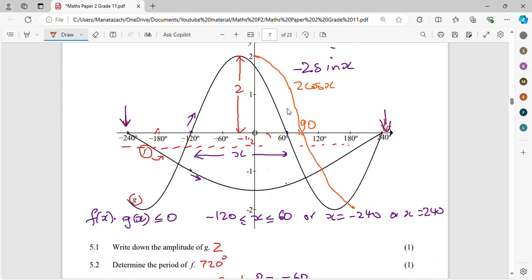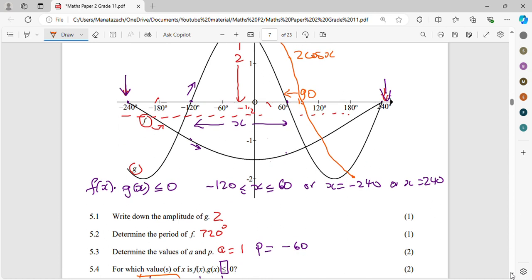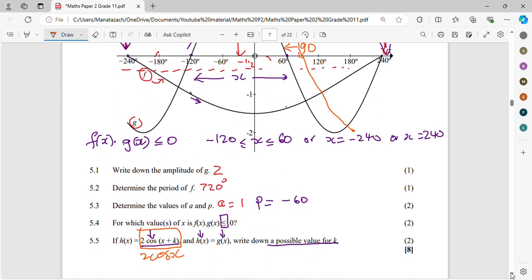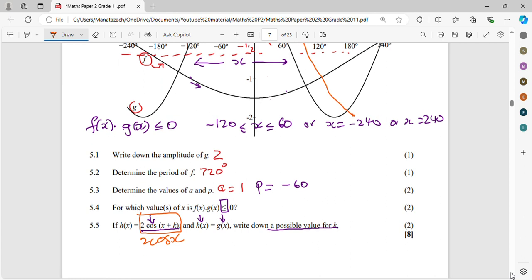So if I were to make sure that it aligns exactly with this graph of g, that means it will have to shift to the left by how many units? By 30 units. Since this is 90 to 60, the difference between the two is 30 degrees units. So that's the value of k. The value of k in this case is going to be negative since we're shifting the graph to the left. So we can just say here, therefore, k is equal to minus 30 degrees.